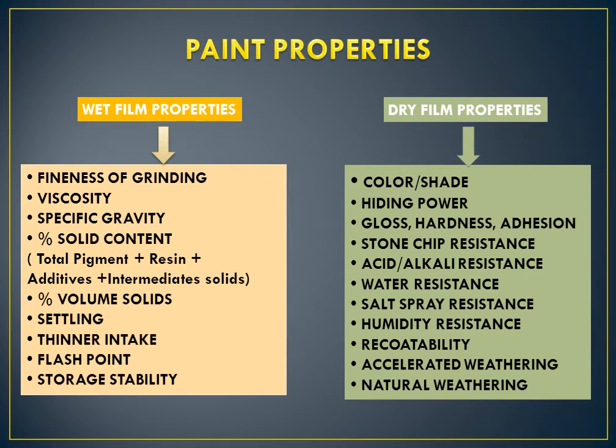Then natural weathering. For that, we keep panels for 1 year, 2 years or so, for exposure in the environment. Under those environmental conditions we check whether adhesion failure is there or not, then corrosion, then how much dirt pickup resistance is there, and whether flecking or chalking is there or not. Those are the things we consider while checking dry film properties.